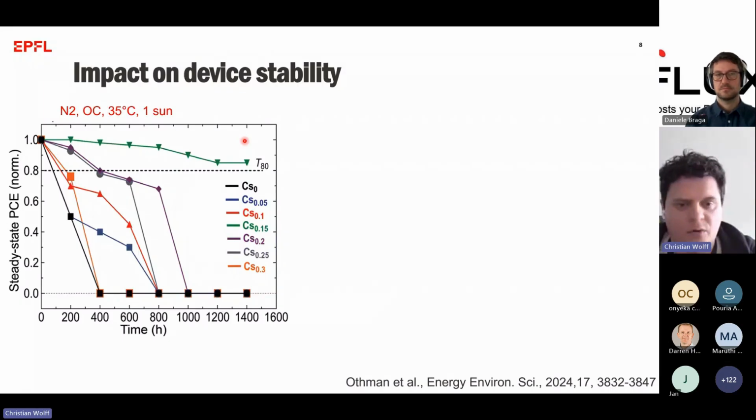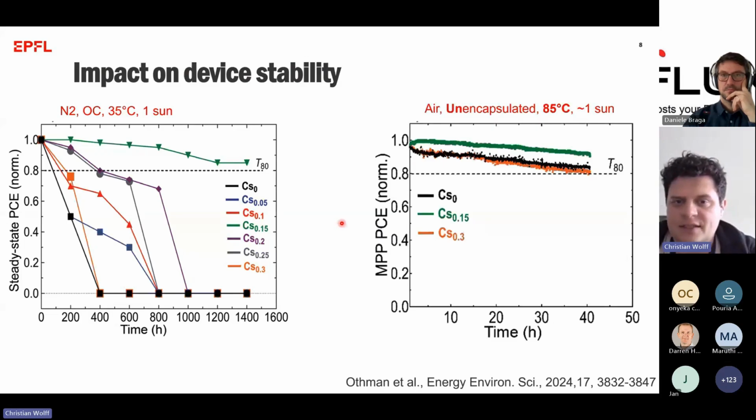What we saw is that with regards to stability, we also had a clear dependence on the composition, with a direct correlation. The devices with the absorbers with the least defects were also the ones that were the most stable. This is not just under open circuit, but also if you track their power. So we took another set of devices, and I see that the main author of the study is just joining online, so very nice. Hi, Mustafa.